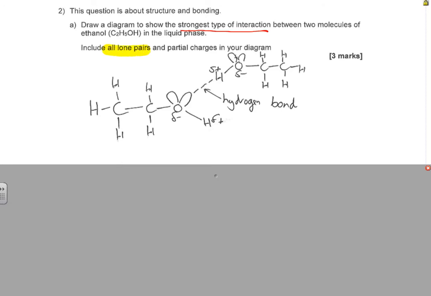You are expected to include all lone pairs, and now I've done that. The oxygen atom has of course 2 lone pairs, and I've put the 2 lone pairs on each oxygen. If your diagram does not have 4 lone pairs, you are going to lose a mark. You are also asked to bring in the partial charges. The partial charge is delta plus on the hydrogen, delta minus on the oxygen, but that should be present in both molecules, and in fact the first mark is for including those bits that I've highlighted in yellow and blue.